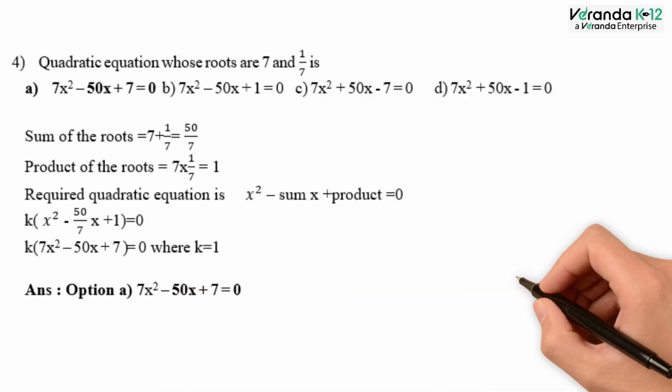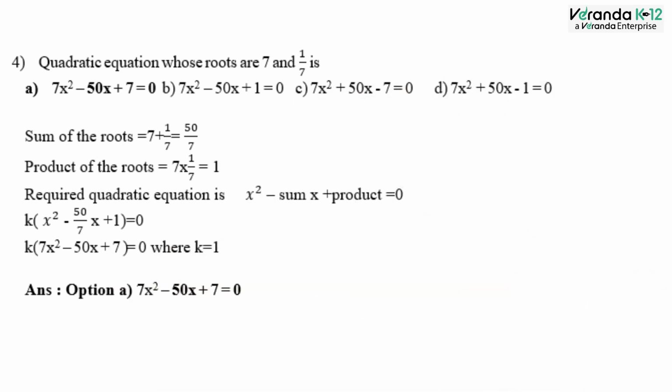Fourth question. The quadratic equation whose roots are 7 and 1 by 7 is option A, 7x square minus 50x plus 7 equal to 0. Option B, 7x square minus 50x plus 1 equal to 0. Option C, 7x square plus 50x minus 7 equal to 0. Option D, 7x square plus 50x minus 1 equal to 0.